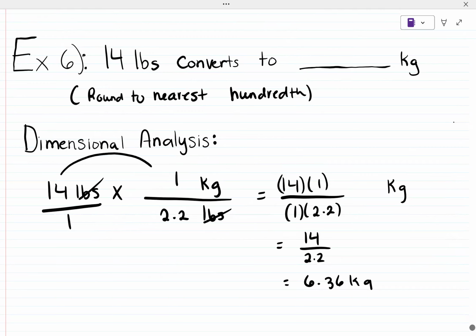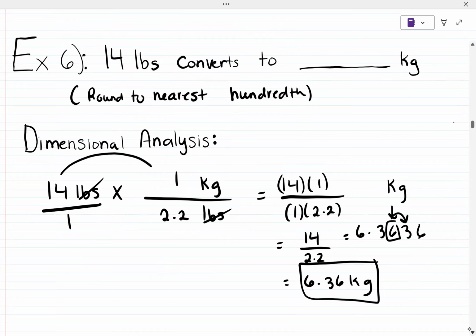6.36 kilograms. Actually, it was 6.3636, but the direction says round to the nearest hundredth. So 6 would be the hundreds place. You look at the neighbor, 3 is not 5 and beyond, so I kept it as 6.36.